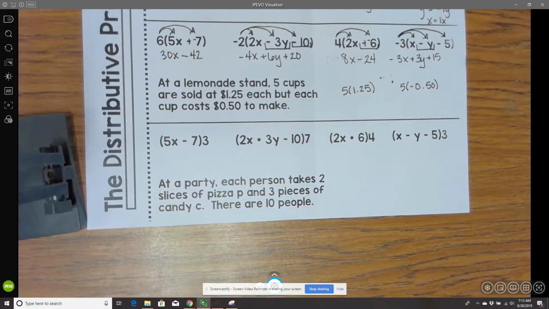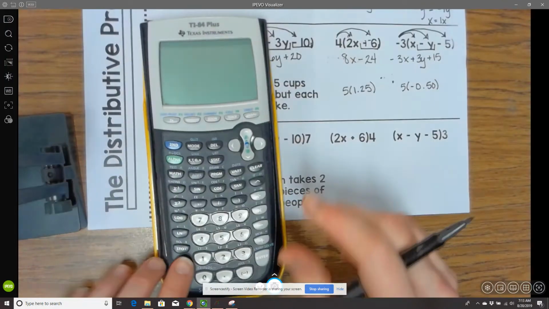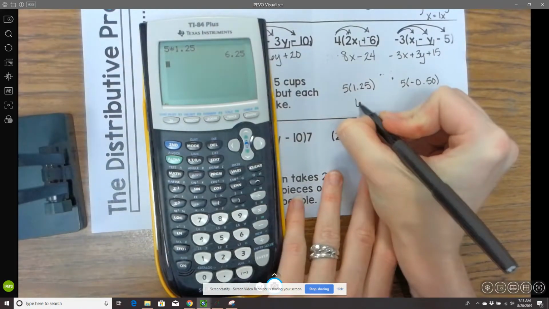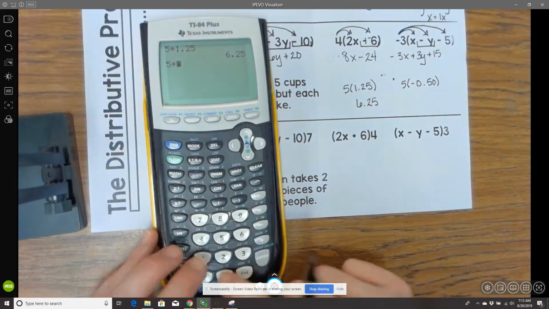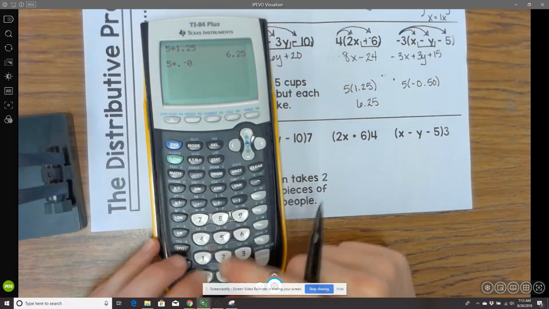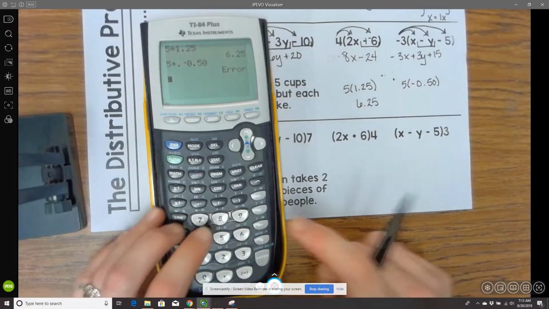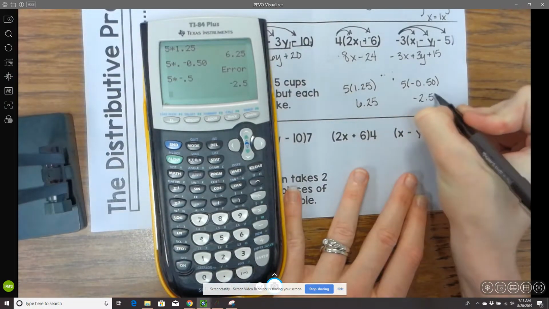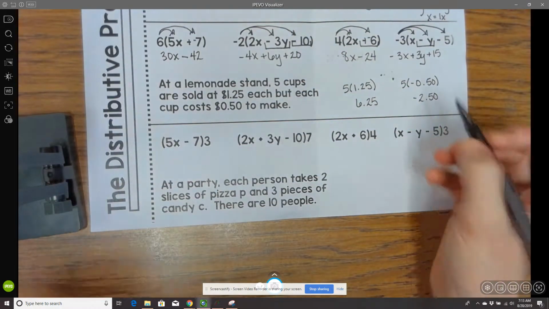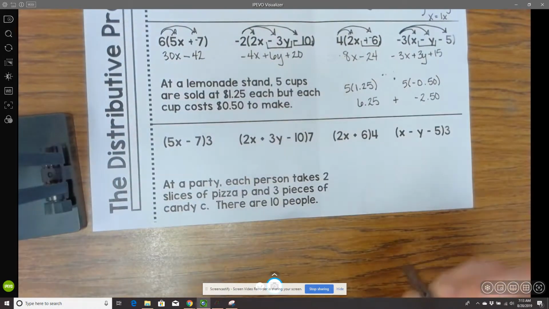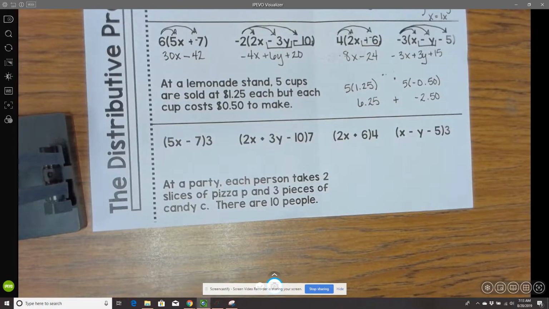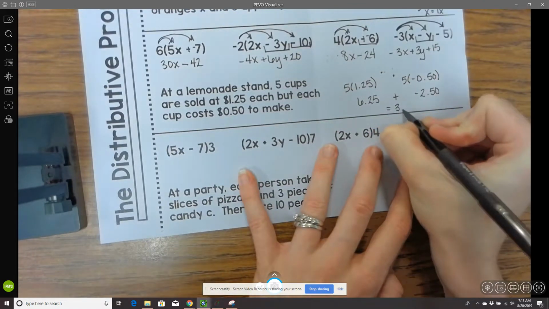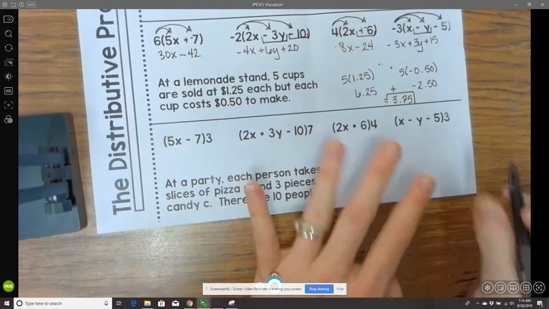And so this is still the distributive property. It just looks a little bit different. And so here we can just multiply. 5 times $1.25 is going to give me $6.25. And then 5 times a -50 cents, try that again, gives me a -$2.50. And so I can add both these up. And so I could find my net profit here of $3.75.